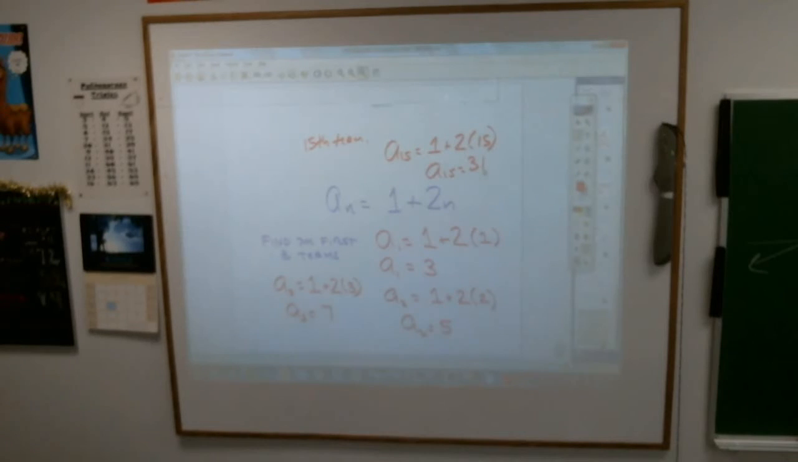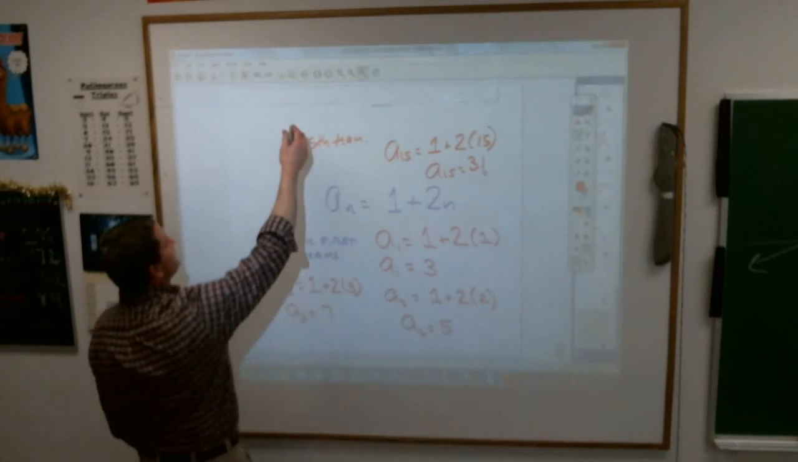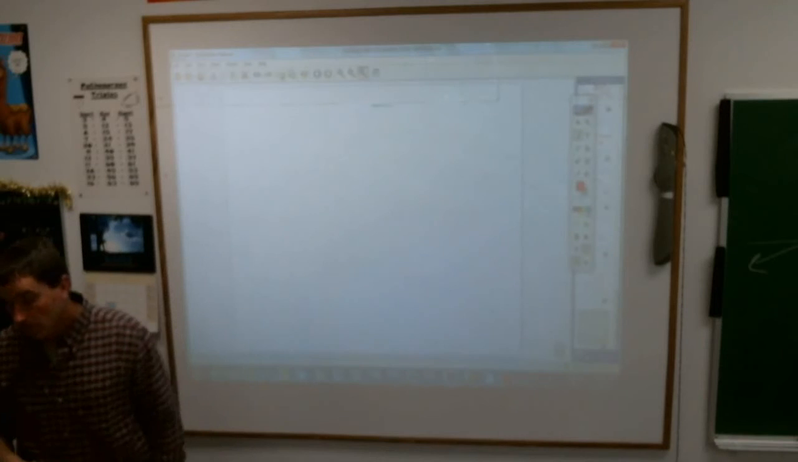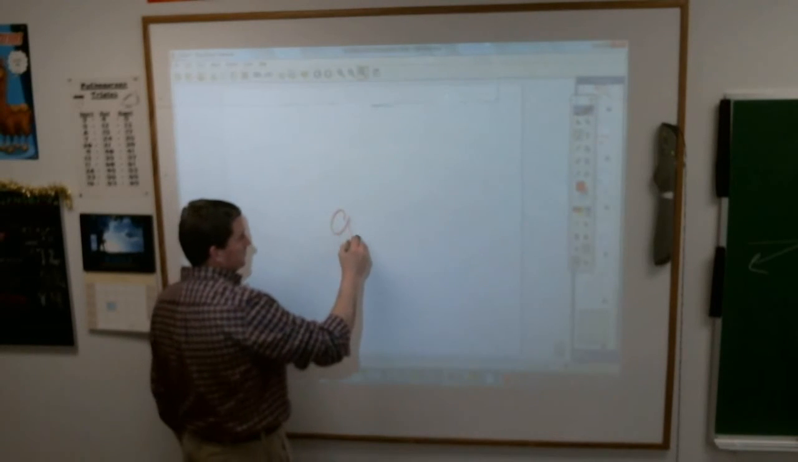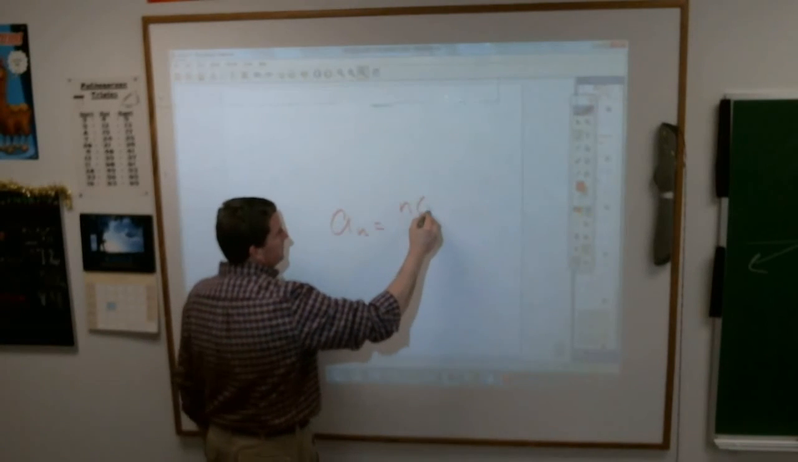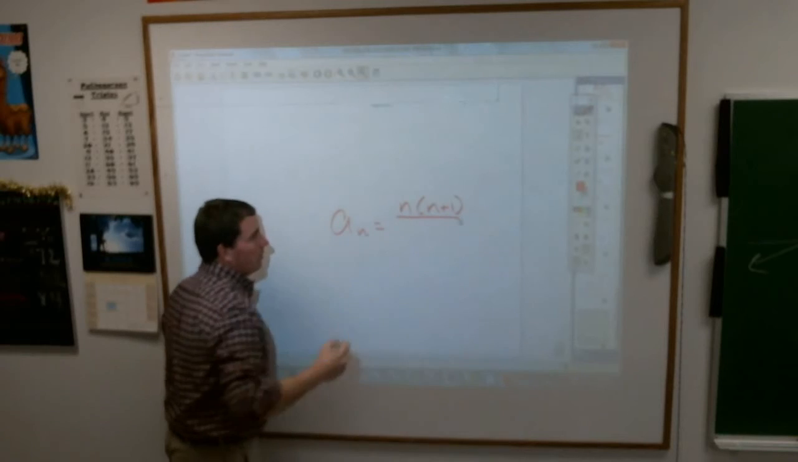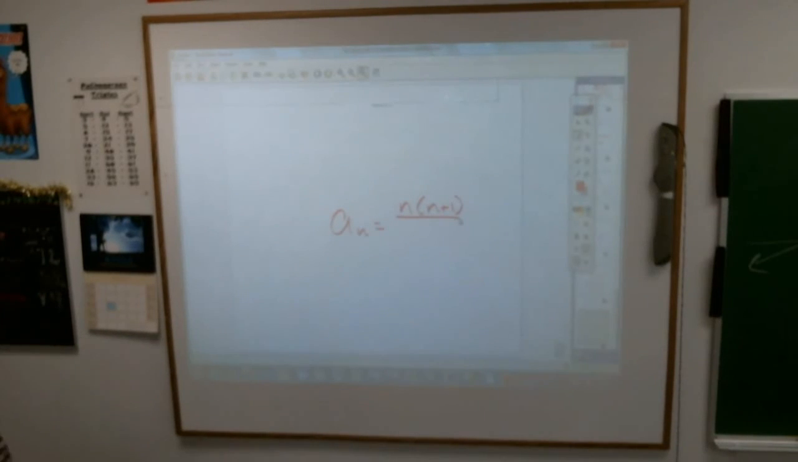oh wait, here's one more. Check this one out. How about this one? Most complicated one you'll see. A sub n equals n times n plus 1 all over 2.